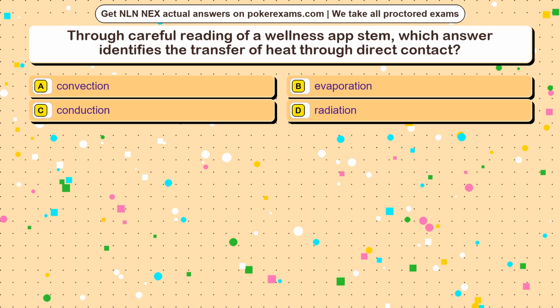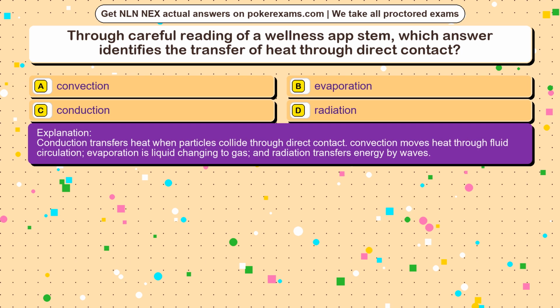The correct answer is option. Conduction transfers heat when particles collide through direct contact. Convection moves heat through fluid circulation. Evaporation is liquid changing to gas, and radiation transfers energy by waves.